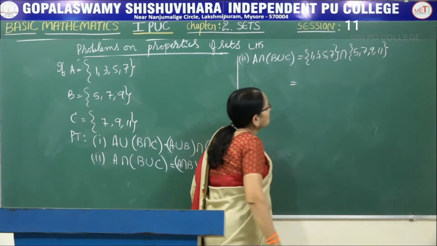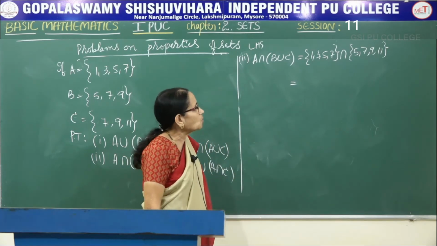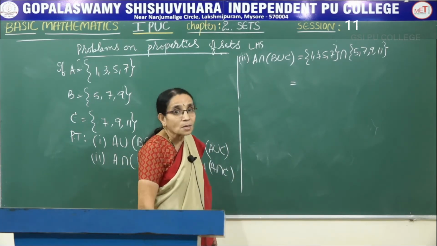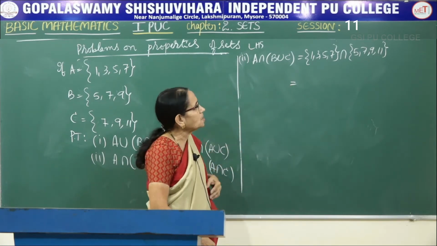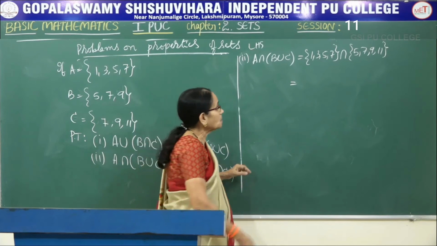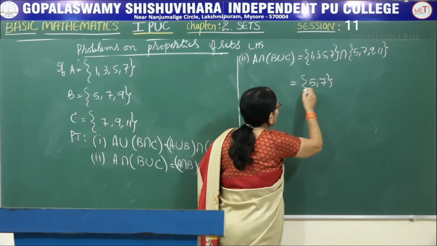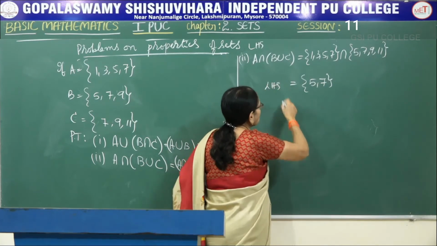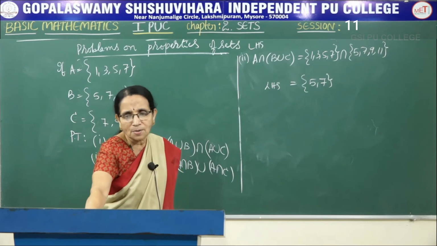Now, in between we are having the intersection. That means we have to take only the common elements. What are the common elements? 1, 3, 5, 7 here, 5, 7, 9, 11 there. So what are the common elements here? It is only 5 and 7. So this is the left hand side. Left hand side is having two elements, 5 and 7.